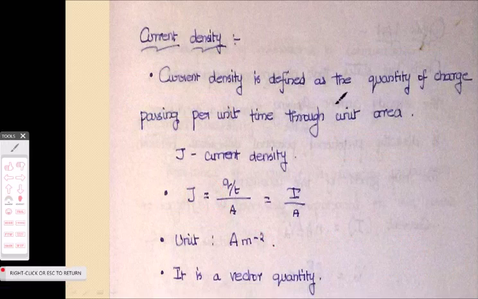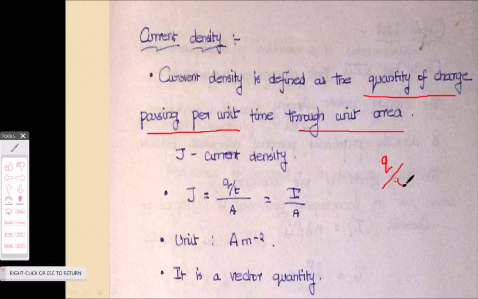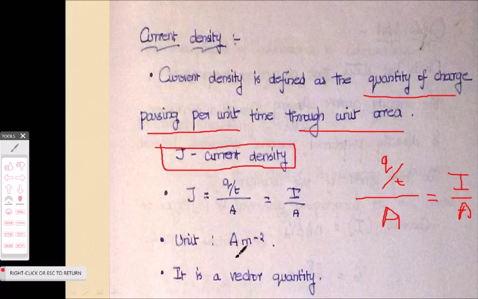Then what is current density? Current density is defined as the quantity of charge passing per unit time through unit area. This is the quantity of charge per unit time, so Q by t, divided by per unit area A. We know that Q by t is equal to I, so it is I by A. J is the letter used to represent current density.